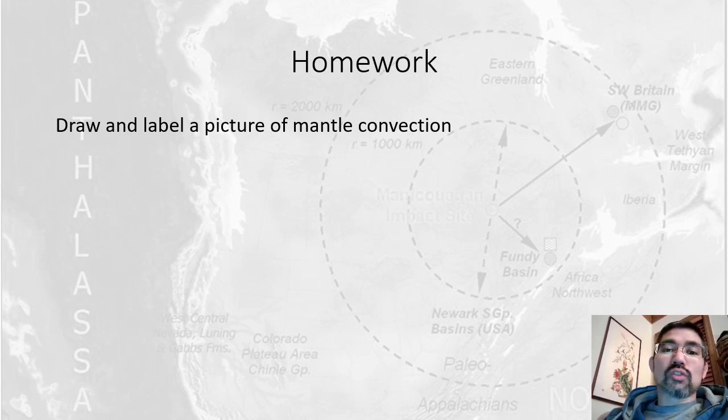Otherwise, just draw and label a picture of mantle convection and upload it to Schoology.